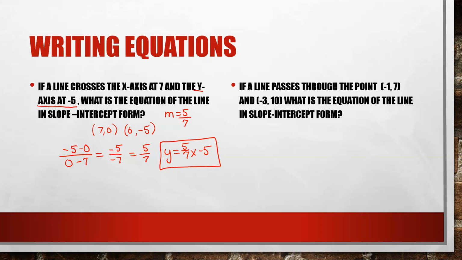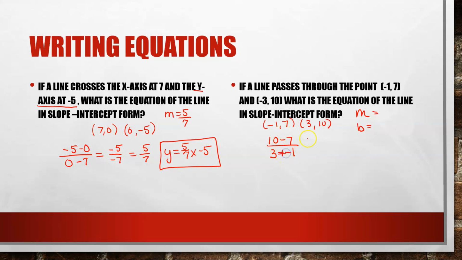All right, so let's look at another one. If a line passes through the points (-1, 7) and (3, 10), what's that equation? So again, we need a slope and we need a y-intercept. So let's use the slope formula to find the slope.